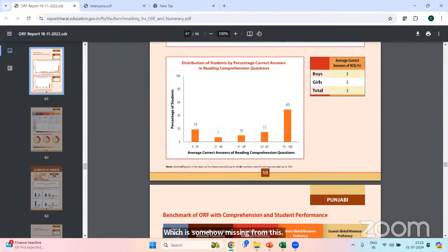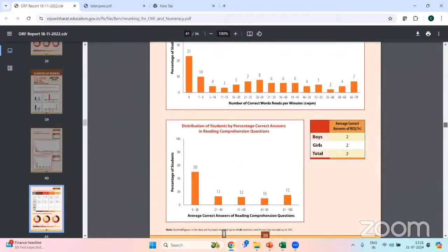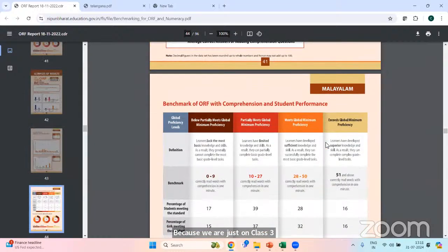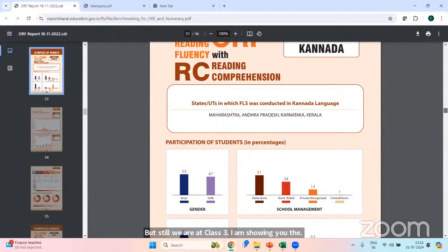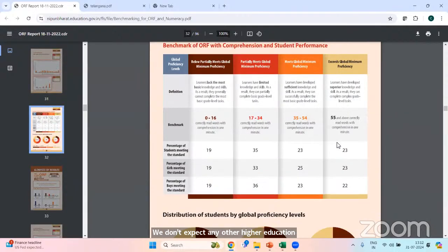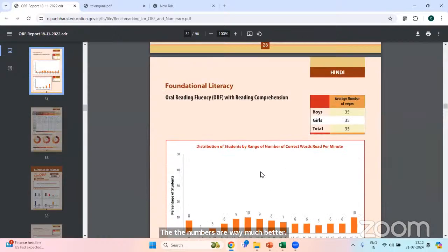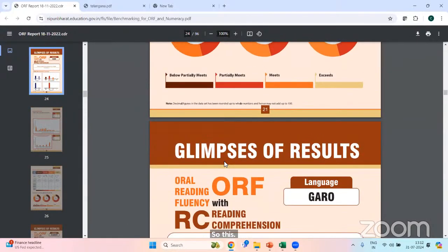And finally, here I have shown you Tamil. Let me go straight away and show you about English, because we are just on class 3 level. I'll slowly go to higher education, but still we are at class 3. I am showing you only the basic proficiency things. We don't expect any other higher education thing. On the northern front, when you talk about Hindi, the numbers are way much better when compared to the local languages. So this portal is called the Nipun Bharat portal.